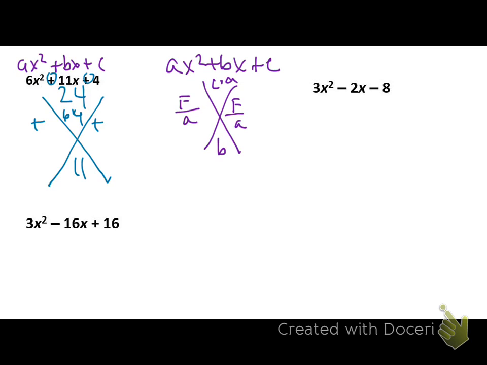8 times 3. So we'll put in the 8 and the 3. 8 plus 3 is 11. 8 times 3 is 24. And now we put the a in, now we're going to take the a out. So now I'm going to go back and divide both my factors by that 6.